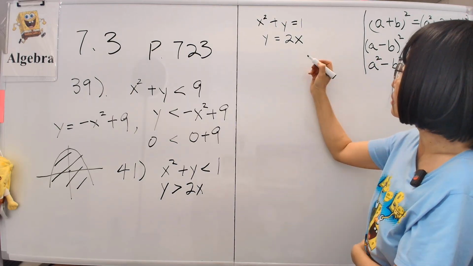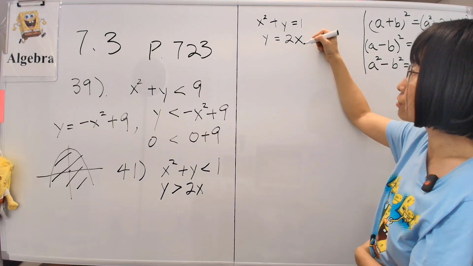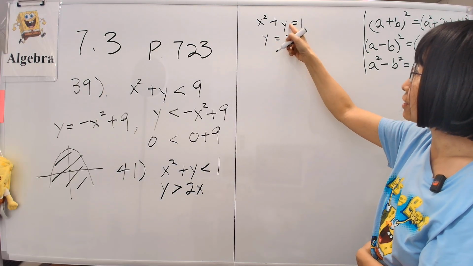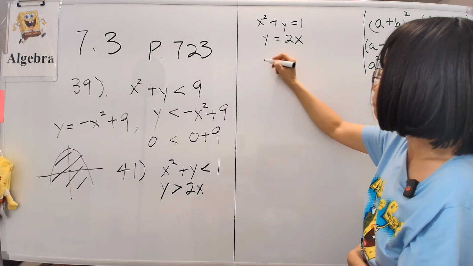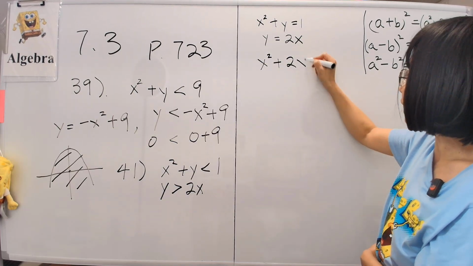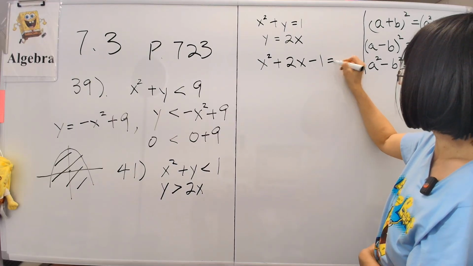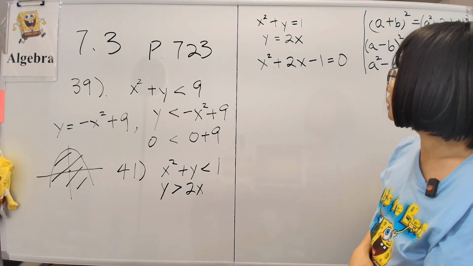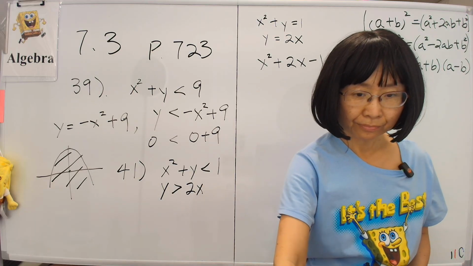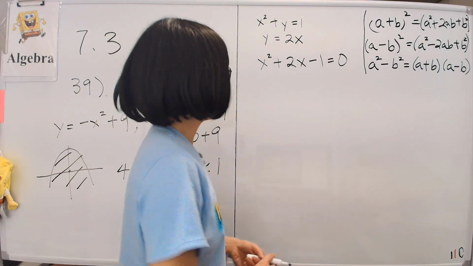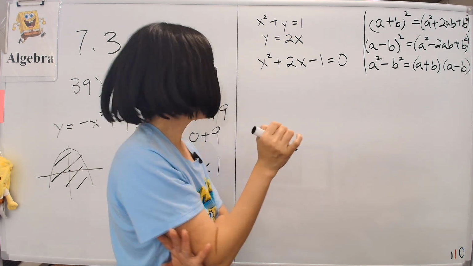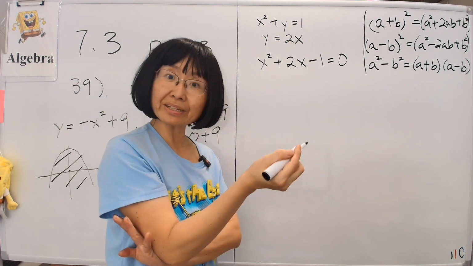To find the points of intersection, we have to solve these two equations together. So y is 2x, so stuff y equals 2x in here. Then we get x squared plus 2x minus 1 equals 0. That is not looking good to me. This is not looking like a lot of fun because there is no way we can factor it simply. We have to pull out the good old quadratic formula.